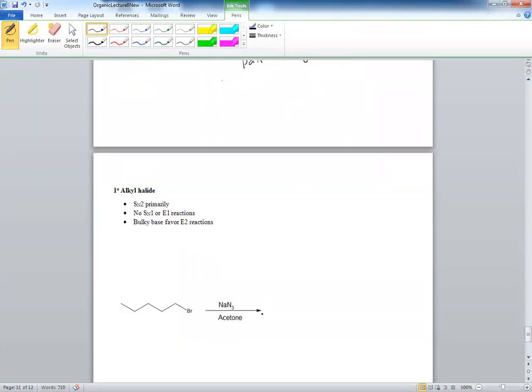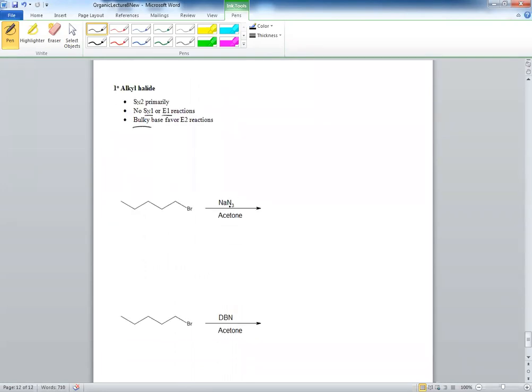Now, the primary alkyl halide is generally not an issue. Most of the time it's SN2. There's no SN1 or E1. So at least it's easier for you to do these. But you may have an E2, although it's not that much favored if you have a bulky base. But primarily, this is going to be SN2.